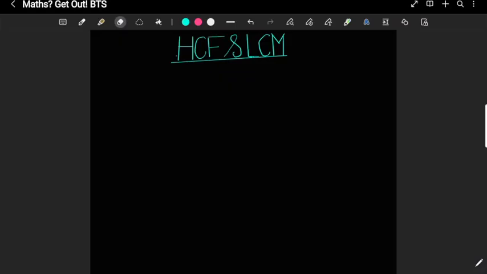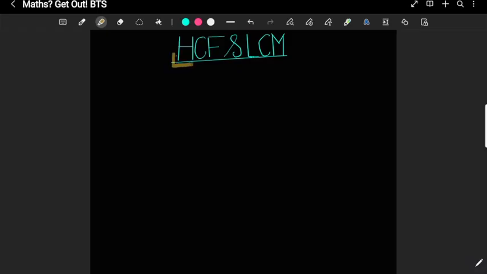The other day my maths teacher asked the class if we're going to do HCF and LCM today. And let me tell you this, 95% of the class had zero idea what we were talking about. I mean, come on, a random amount of letters. So today we're going to learn what these two words mean, HCF and LCM.